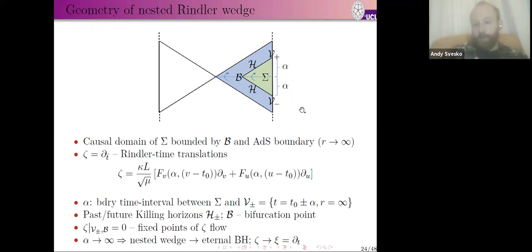An important thing that we'll use as a consistency check is that when alpha goes to infinity, so when the time interval blows up, the nested wedge stretches all the way up here and pushes all the way back so that it entirely encompasses the eternal black hole. So in the alpha goes to infinity limit, the nested wedge coincides with the eternal black hole. That'll be a useful consistency check as we go along.